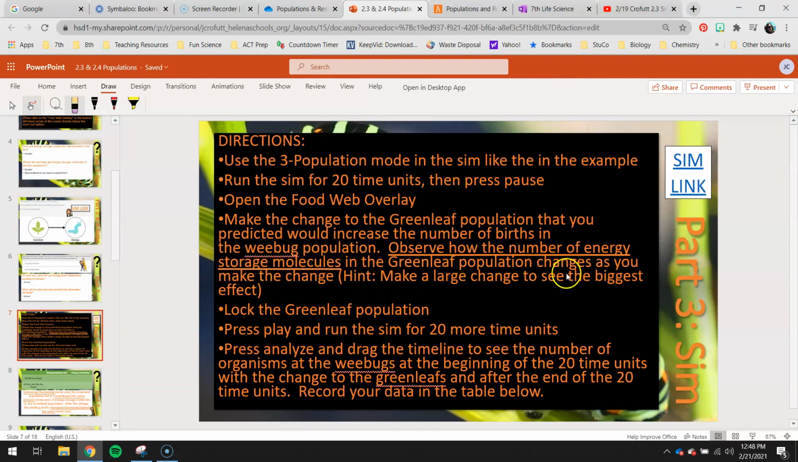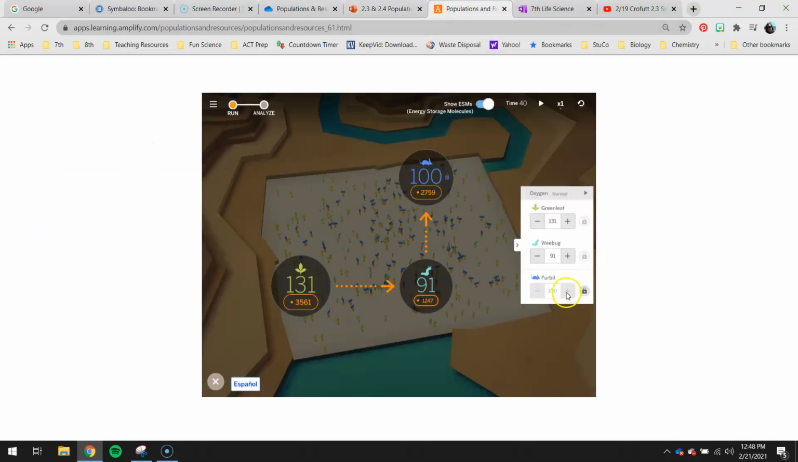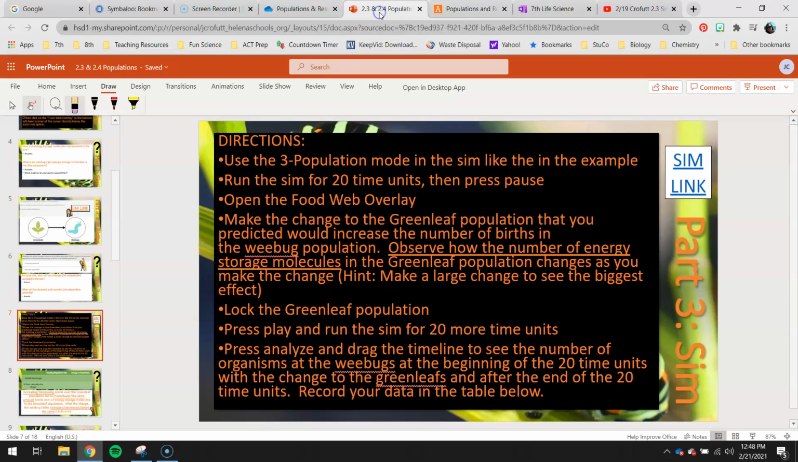Make a large change to see the biggest effect. When I showed you the example with the fur bills, I maxed it out. I think the most that I could go on that was 100. Let's double check. Yeah, I think that's the highest you can go. So I would make a huge change to your green leaf population, whether you decide to increase it or decrease it. The more drastic the change, the easier you're going to see the change in the wee bugs. So make sure you make as big of a change as you can. If you're decreasing, decrease it to 0. If you're increasing, increase as high as you can go.